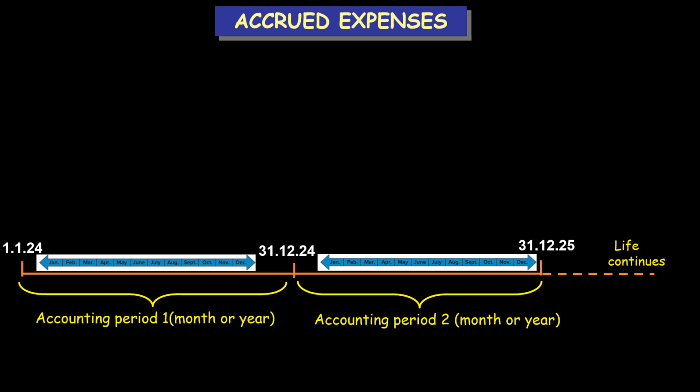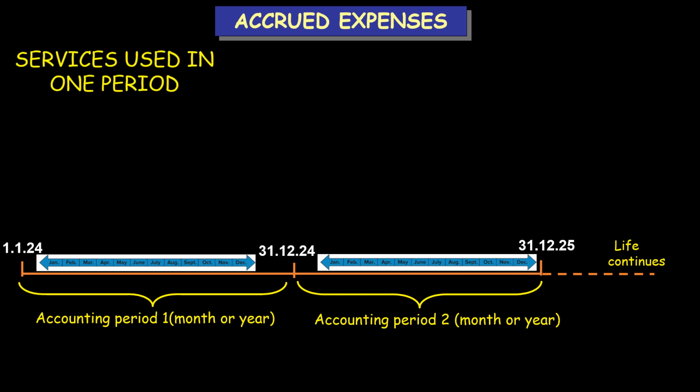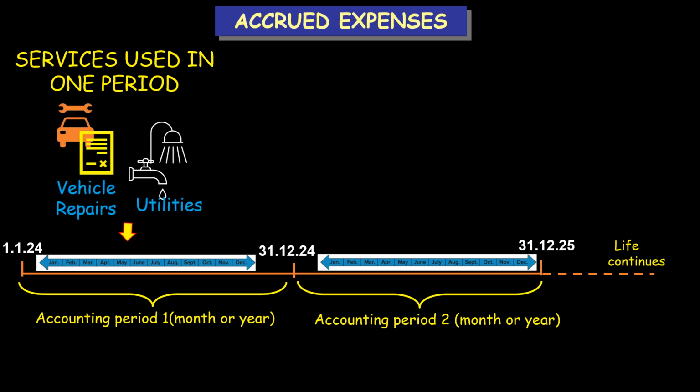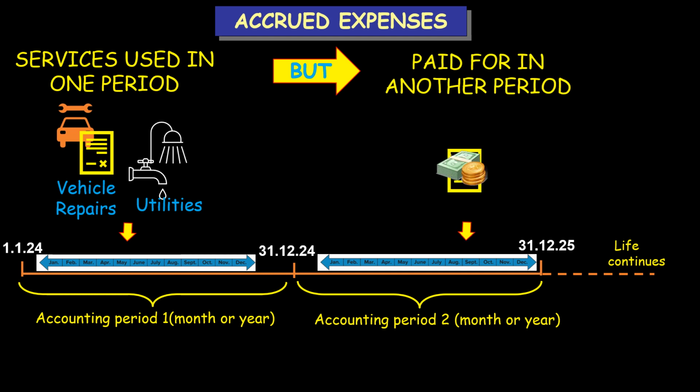So let's get back to what accrued expense is. Now, accrued expense is a service that is used in one accounting period. So say that the vehicle repair service or utility services were used in accounting period 1. Let's take that as January. But they are paid in another accounting period, say February. So the important thing is that with an accrued expense, a service is used in one period, January, but paid for in another period, February. That is an accrued expense.